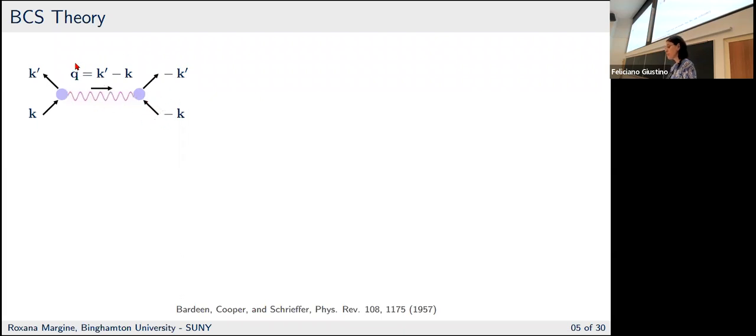And for this interaction to take place, it means that the new pair k prime needs to be unoccupied and in the vicinity of the Fermi surface.